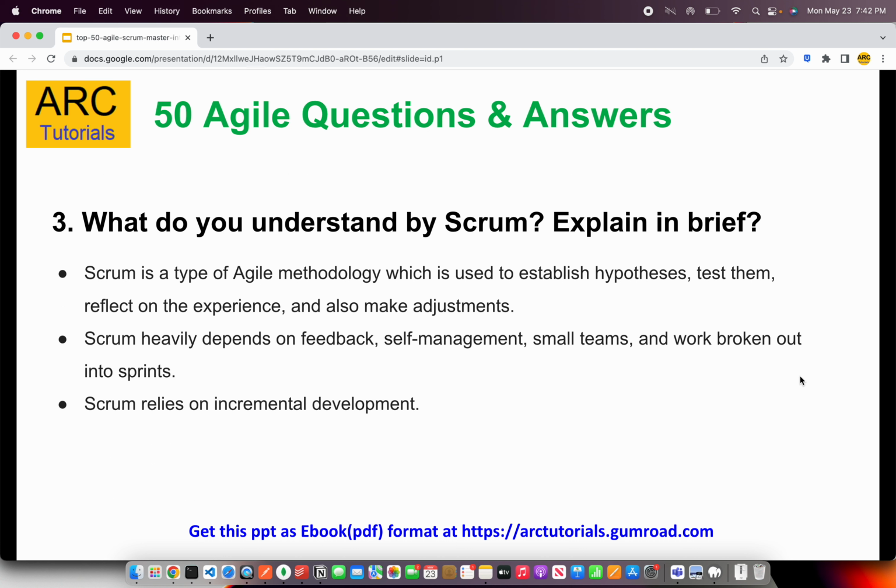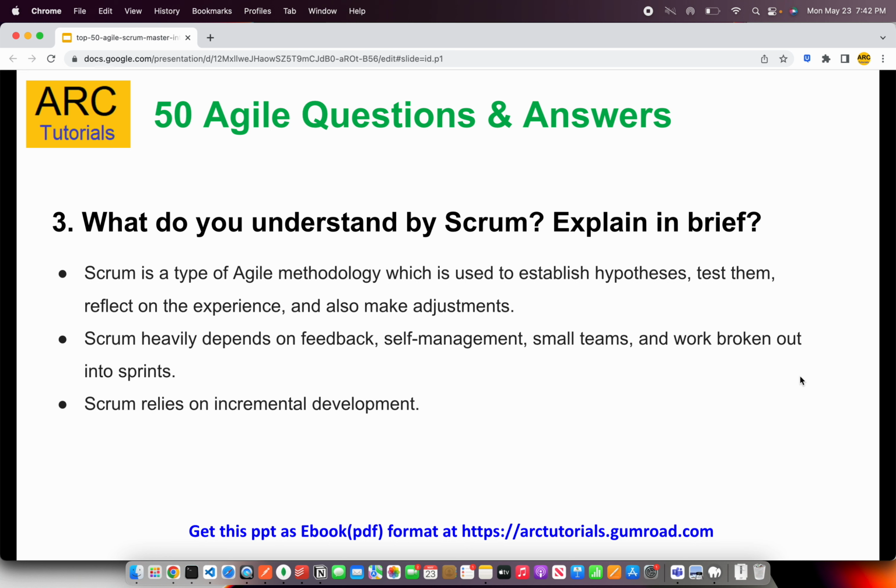What do you understand by Scrum? Explain in brief. Scrum is a type of Agile methodology which is used to establish hypotheses, test them, reflect on the experience and also make adjustments. Scrum heavily depends on feedback, self-management, small teams and work broken into sprints. Scrum relies on incremental development.